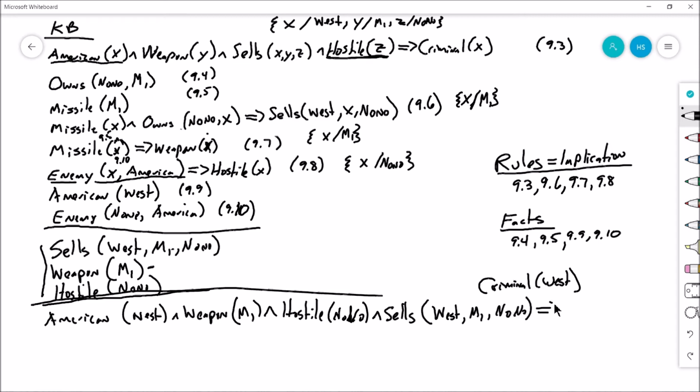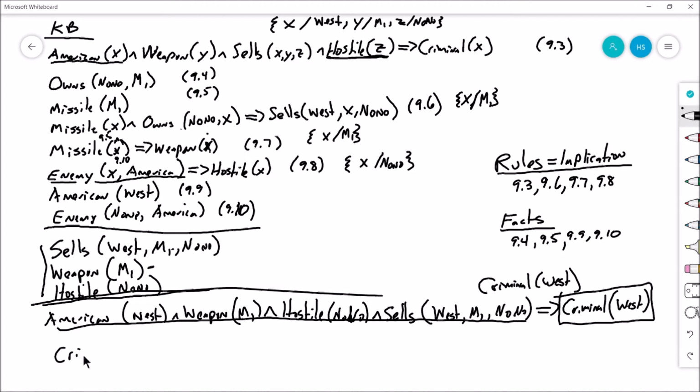So what does that imply? Well, criminal. What was the substitution or the binding for X? West. Right? So since we satisfied the premise, we can add the conclusion to the database. What's the conclusion? That West is a criminal. Therefore, through forward chaining, we just proved, using our first order definite clause knowledge base, that Colonel West is a criminal.